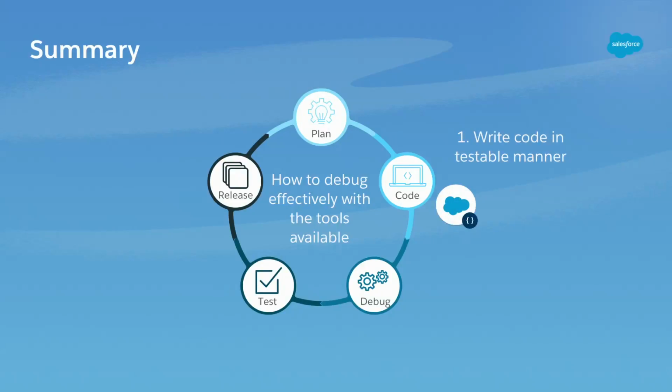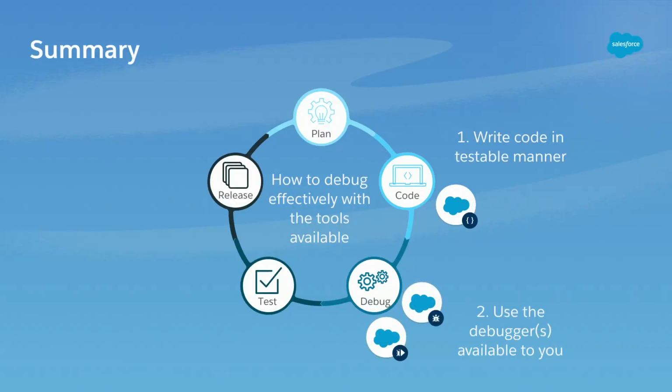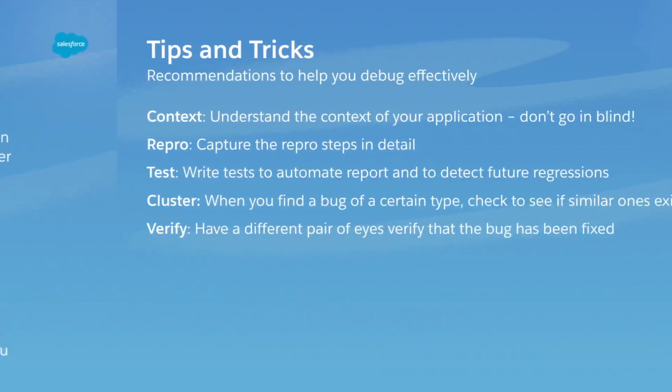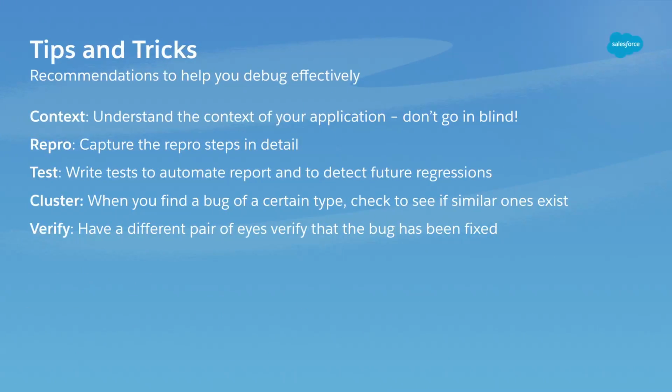We've seen how we can write code in a testable manner, and I've shown you the features that are available in the Apex code editor to make that easier. Then we've shown you how to use the debuggers, both the interactive and the replay debugger. And of course, I hope to have instilled how you can write tests after you fix a particular bug. Throughout the presentation, I sprinkled tidbits of information and recommendations on how you can do it.